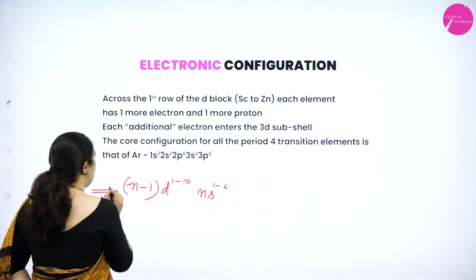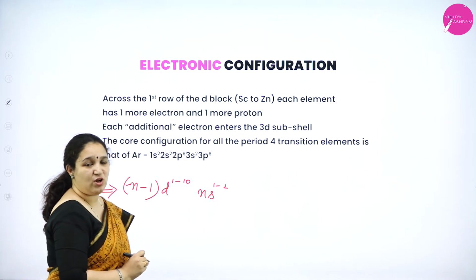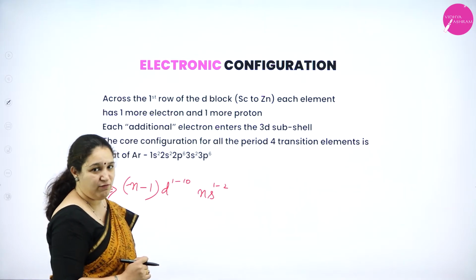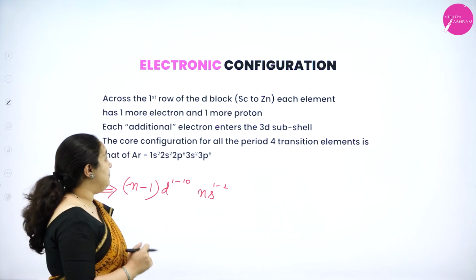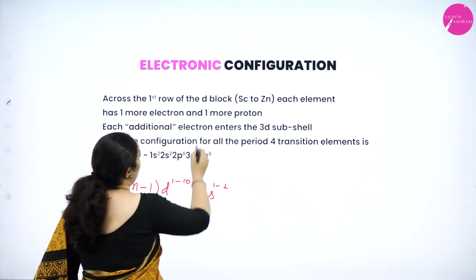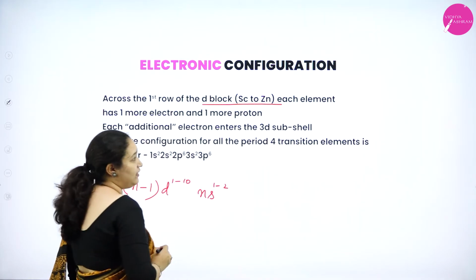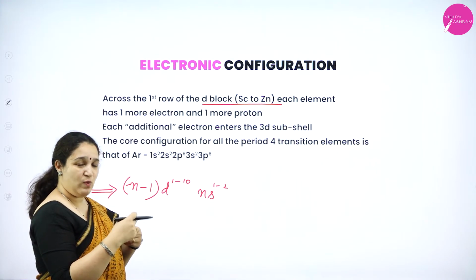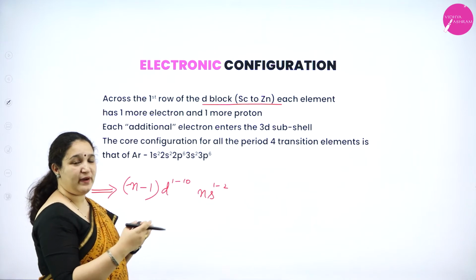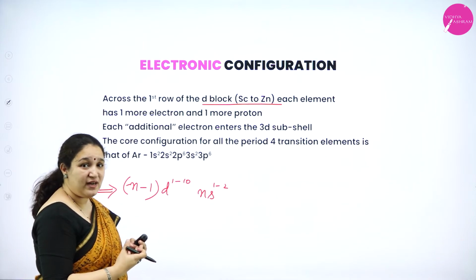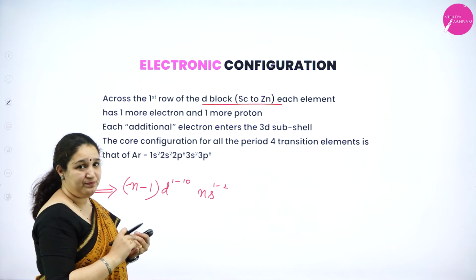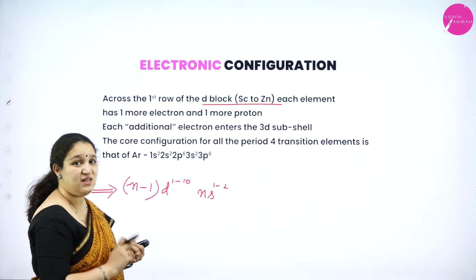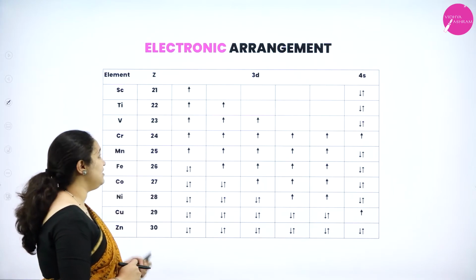This is the general valence shell electronic configuration for all the 3d, 4d as well as the 5d series. Across the first row in d block elements, that is from scandium to zinc, every element is increasing by 1 atomic number, 21, 22, 23, and the electrons are entering into the 3d orbital, and hence they are also called 3d transition series, and their electronic configuration is like this.